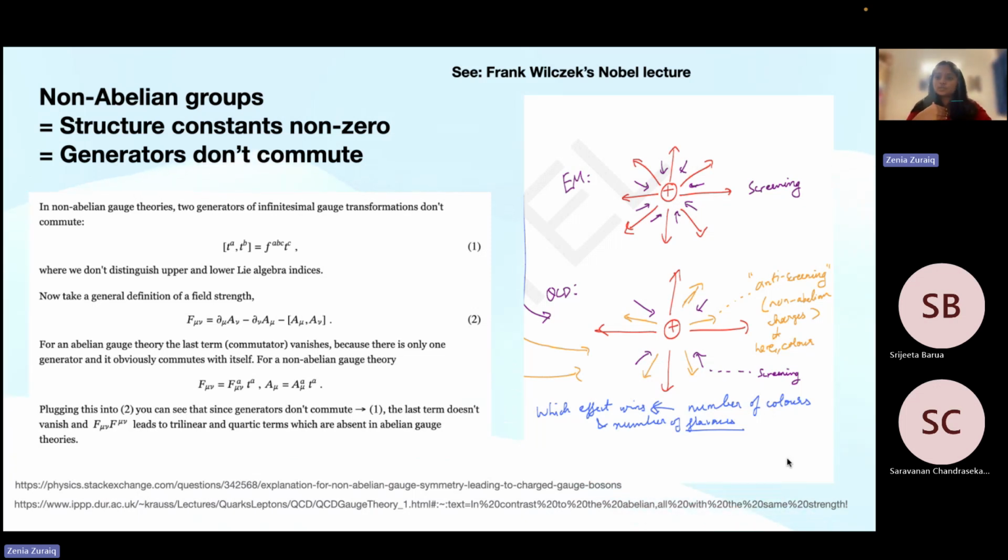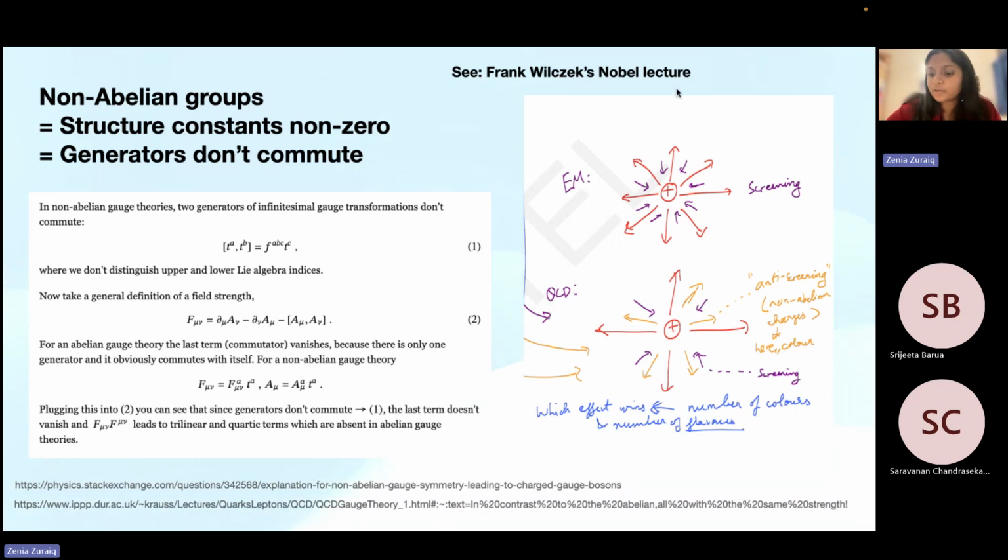And the competition between this anti-screening and screening is determined by the number of colors and number of flavors. So yeah, in our world, because we have three colors and three flavors of quarks, it works out that quarks are actually asymptotically free. But in some multiversal theory that you can hook up, where there are actually five flavors of quarks or something, it might not work. I forget the exact details, so I don't know which exact combination doesn't work, but you can look it up. So there's a very nice account of it in Frank Wilczek's Nobel lecture.